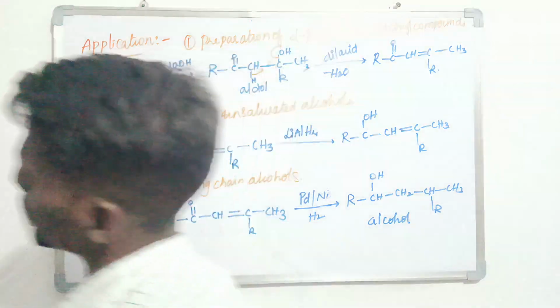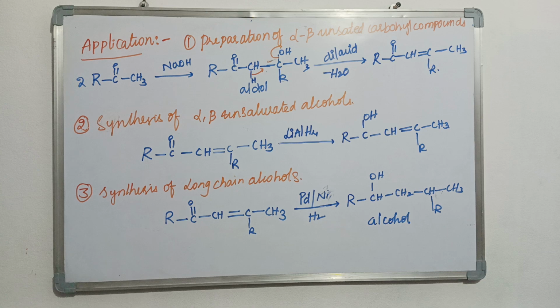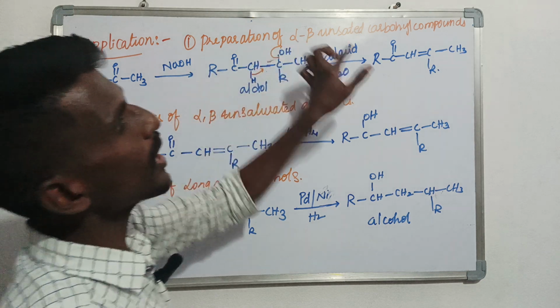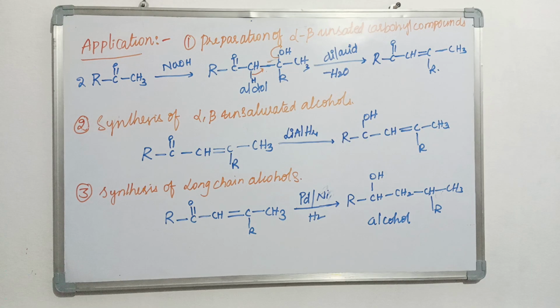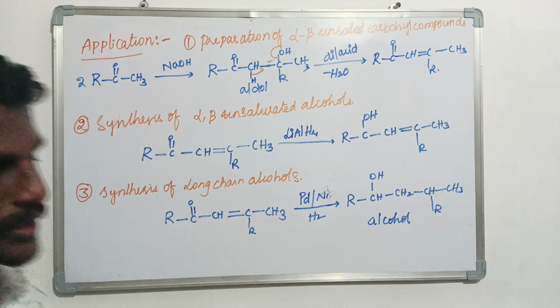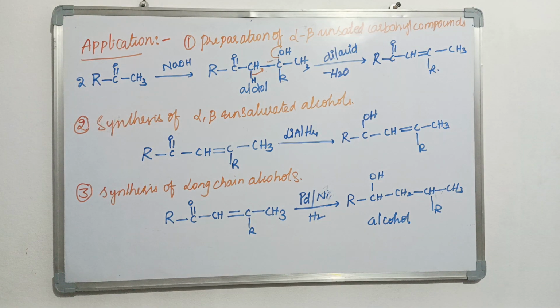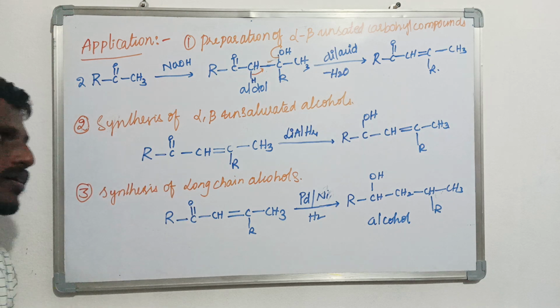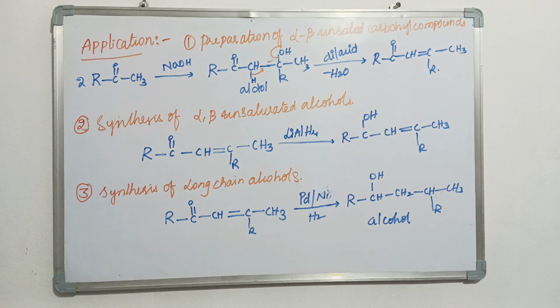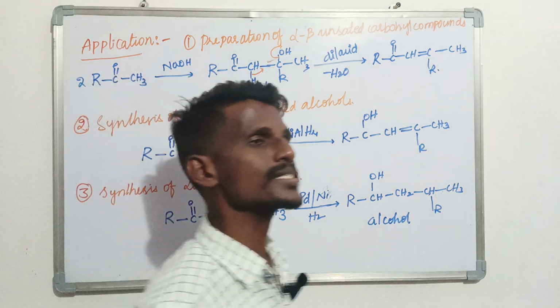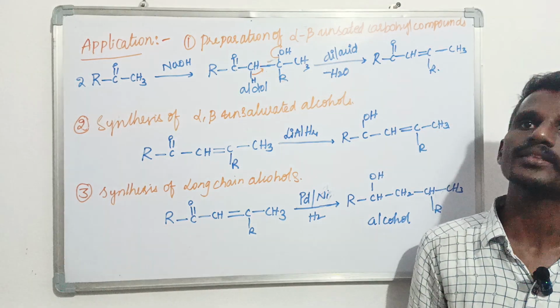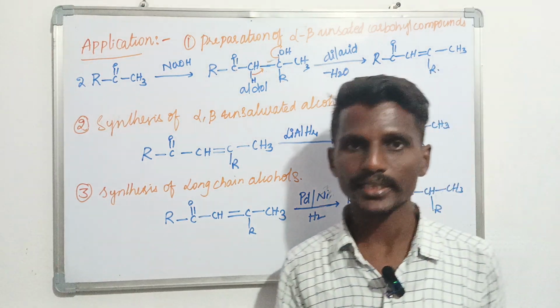So the Aldol condensation reaction is used to prepare the alpha beta unsaturated carbonyl compounds, and in the synthesis of the alpha beta unsaturated alcohols and long chain saturated alcohols. So this is the reaction, mechanism and applications involved in the Aldol condensation reaction.